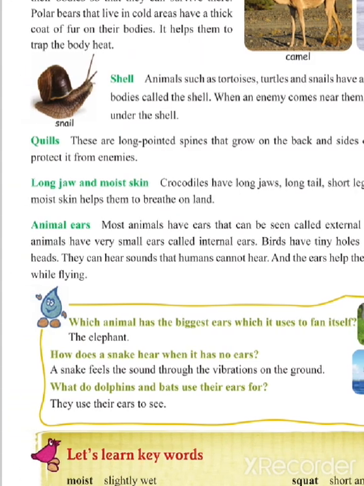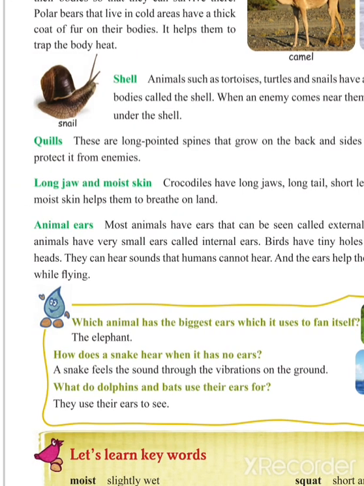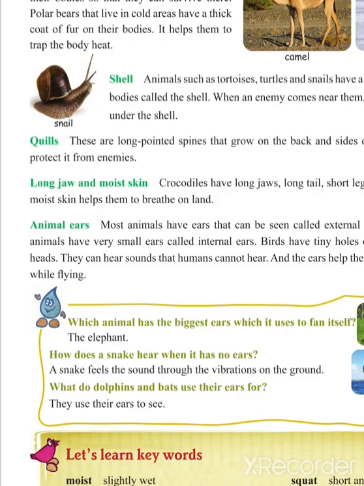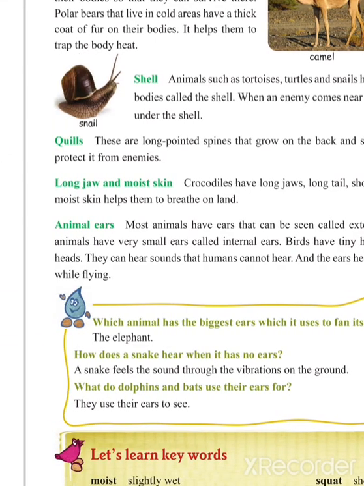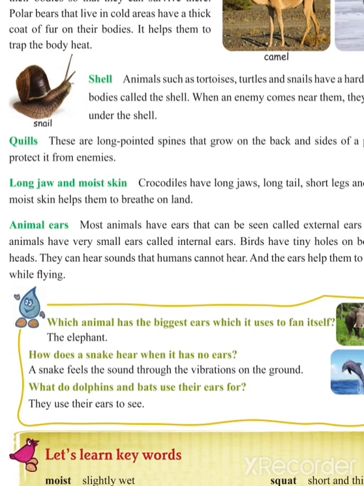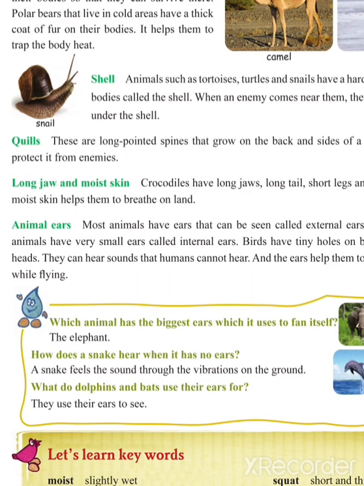Now we will say about hairs and furs. Animals that live in cold areas have thick coat of fur on their body. Now this fur helps to protect them from the cold. For example, polar bear. It traps the body heat inside the body and keeps them alive in the extreme cold. Next is snail. The shell of the snail and tortoise are made up of hard covering. This covering helps them to protect themselves in times of danger.